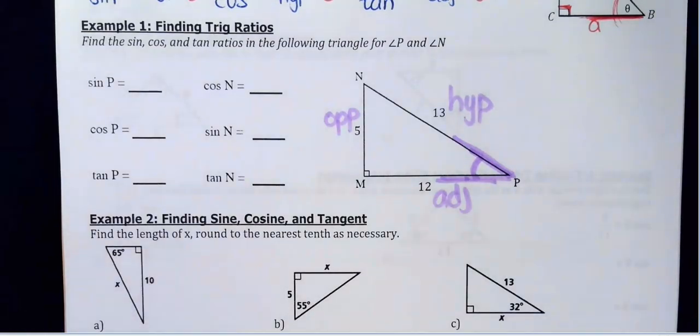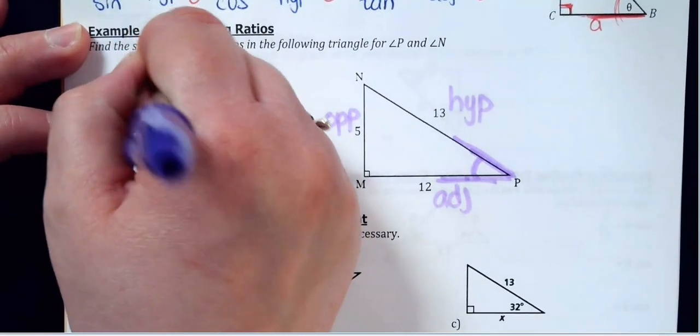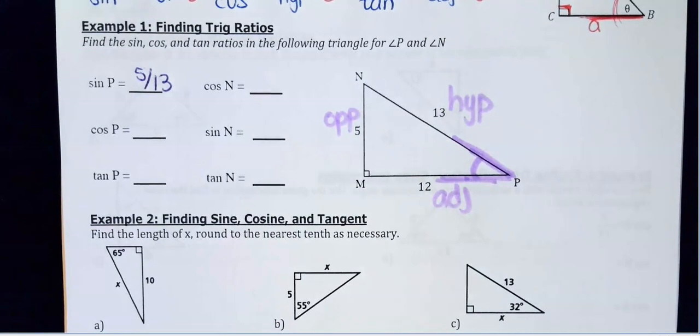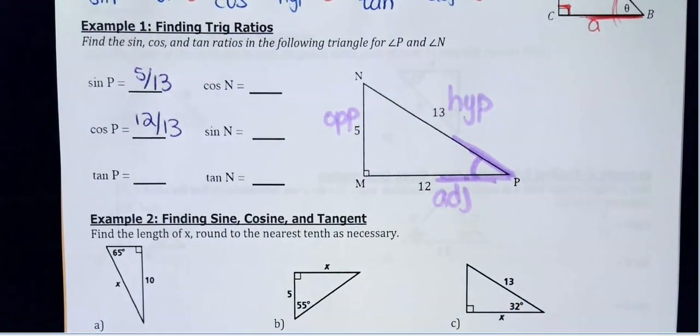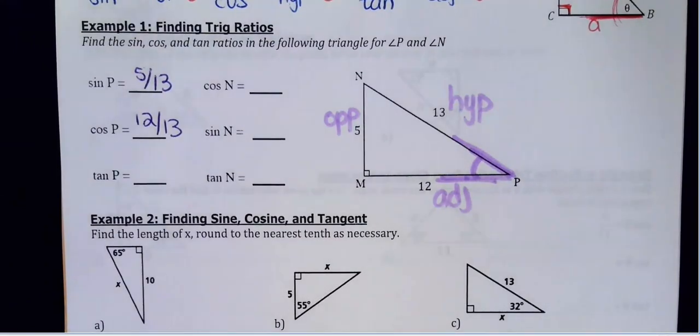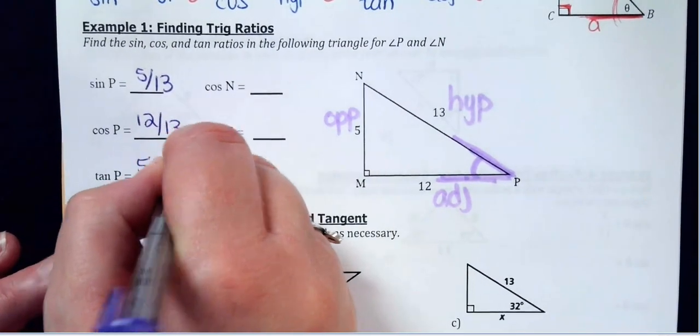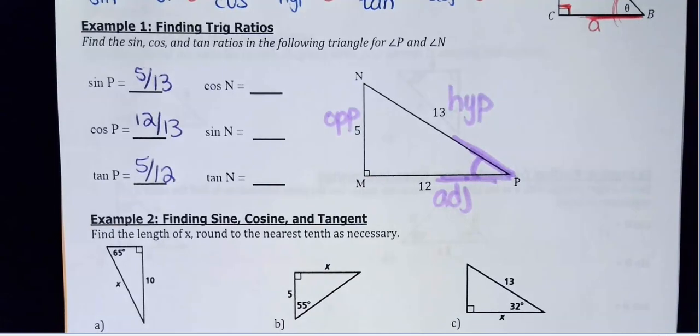So if I want to write my ratios there, somebody tell me, just raise your hand, what would you write for the ratio for the sine? What over what? 5 over 13. All right, what would you write for the cosine? What would I write for the cosine? Okay, just checking. All right, what would I write for the tangent? Perfect. Okay, now sometimes you can reduce these. In this particular example you can't, but those are your ratios.